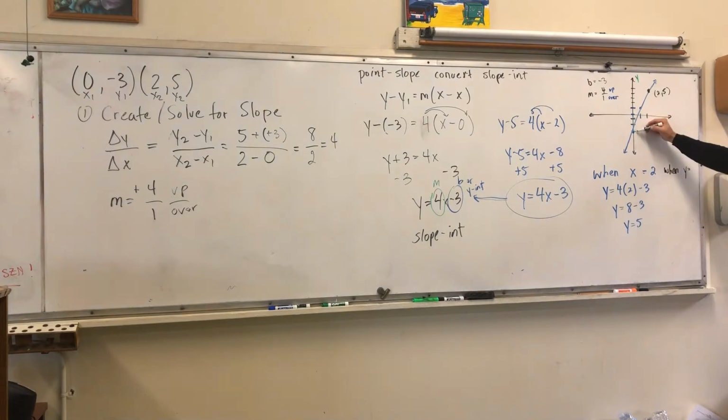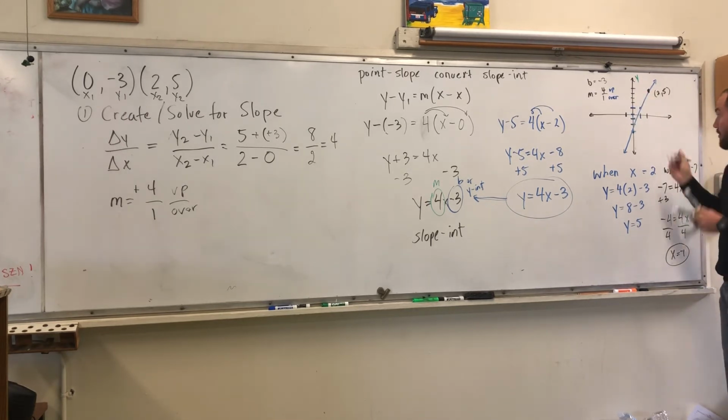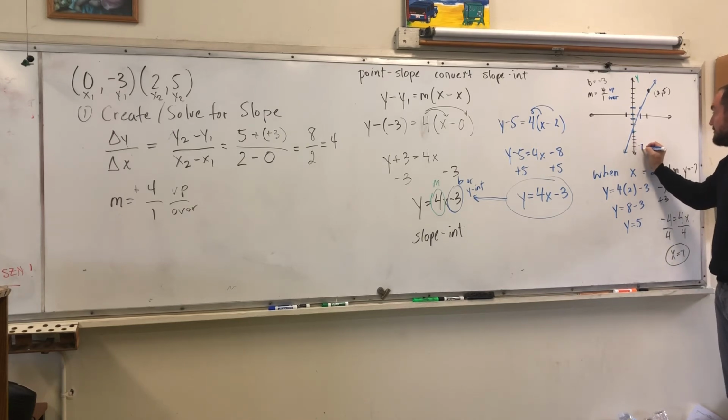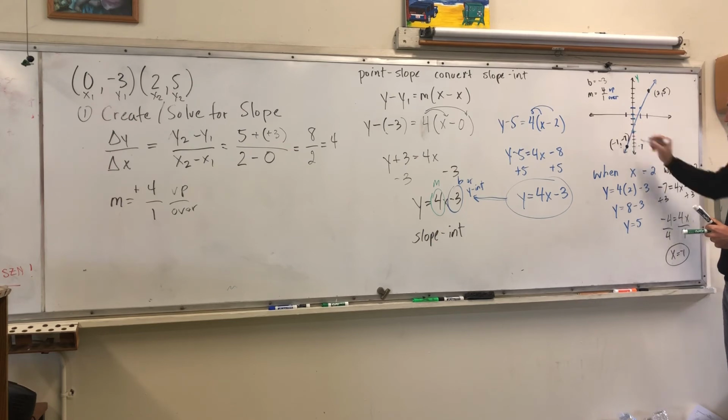negative 7. So I want to solve for x. I'll plug in negative 7 for y, and I'll solve for x. Add 3: negative 4 is equal to 4x. Divide by 4: x is negative 1. Again, that makes sense because here, if my x is negative 1, I've gone down 1, 2, 3, 4 to a negative 7, and I've gone back 1, giving me a point of negative 1, negative 7.